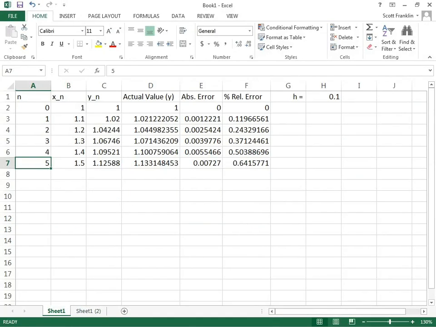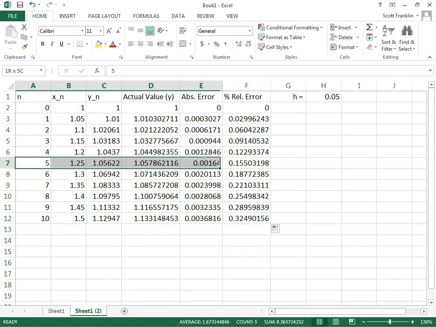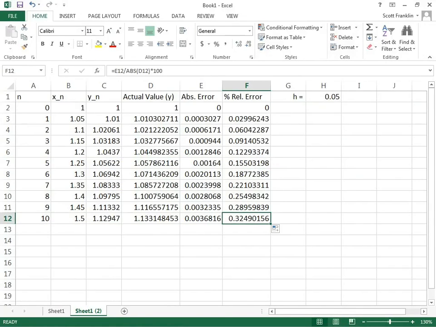This one over here, spreadsheet 1, tells me what the absolute error and the percent relative error is at 1.5 if I used a step size of 0.1. Now sheet 2, after I changed my H to 0.05 and I selected the cells from A7 to F7 and then dragged my little bar down until I had a total of 10 rows all the way down to row 12. That is, n is equal to 10 here. I now have my x value of 1.5.